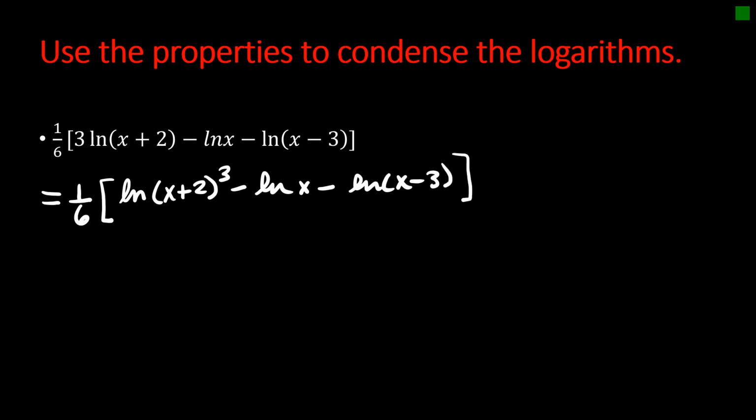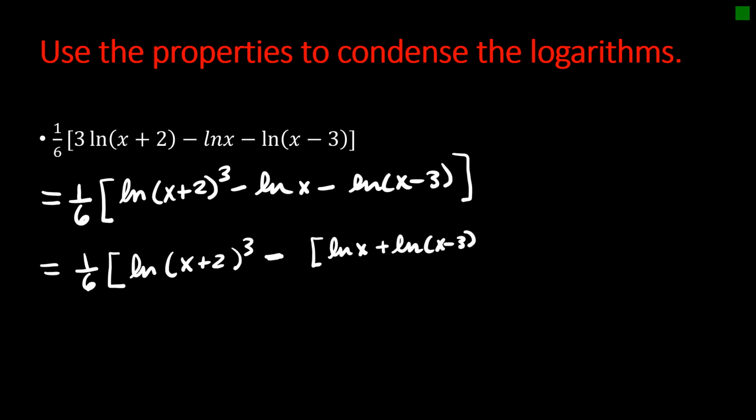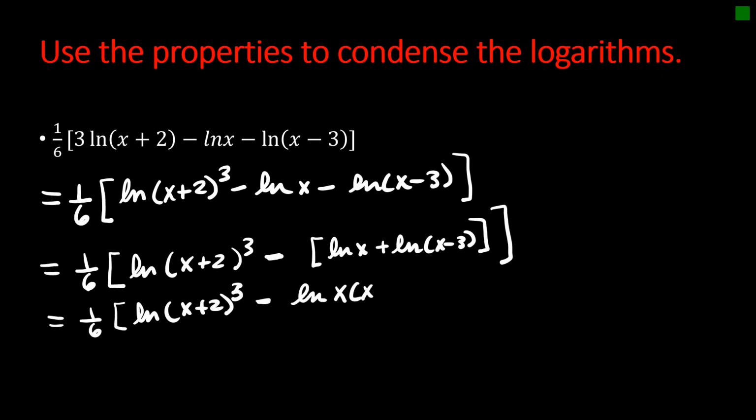Then notice we have 2 terms being subtracted at the end of this. So what we're going to do is write our first natural log x plus 2 to the 3rd. And then I'm going to factor out a negative from those last 2 terms. And then I will have natural log x plus natural log x minus 3. Then I'm going to go back within these brackets. Because within the brackets we have that plus, so this will go together as natural log x times x minus 3.